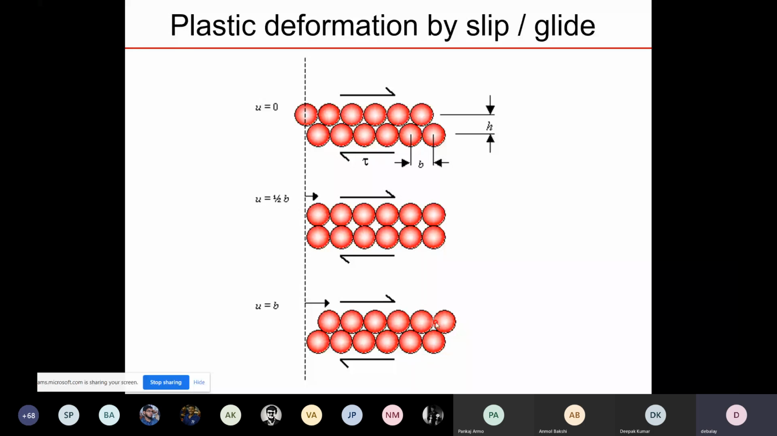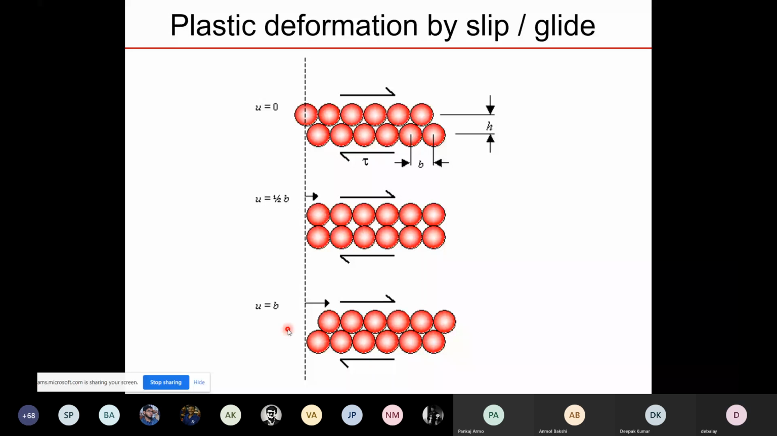And as a result, you see there is a net shape change. This top one was the initial, and after a complete shift, this. So there is a permanent shape change, and now atoms are sitting comfortably in the groove. They will not go back again. So this is a more realistic picture of slip.